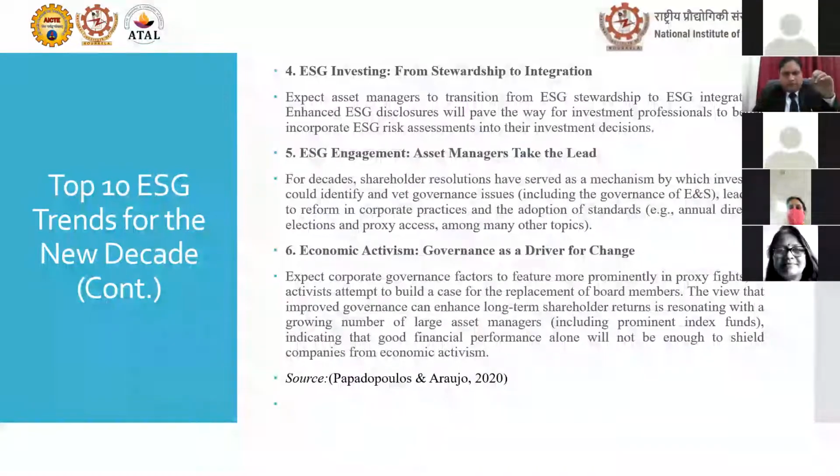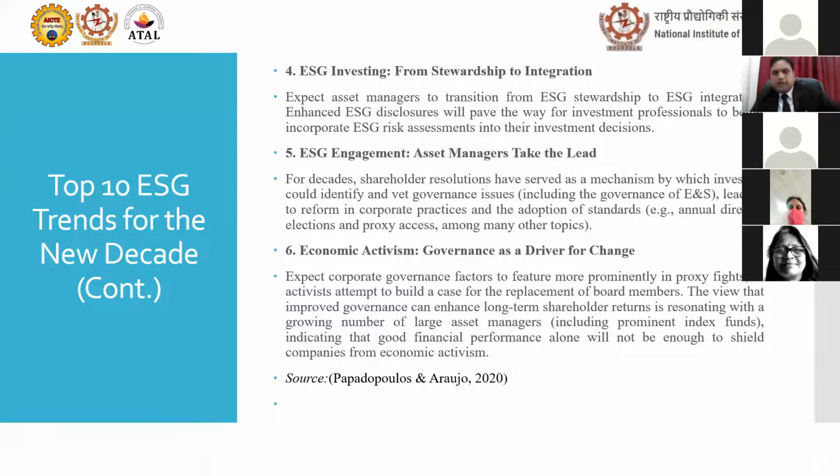Now, previously, companies used to think that a company with good profitability is the only good company, right? But now the trend will change. Economic activism is not just enough. We'll be talking more about governance, right?